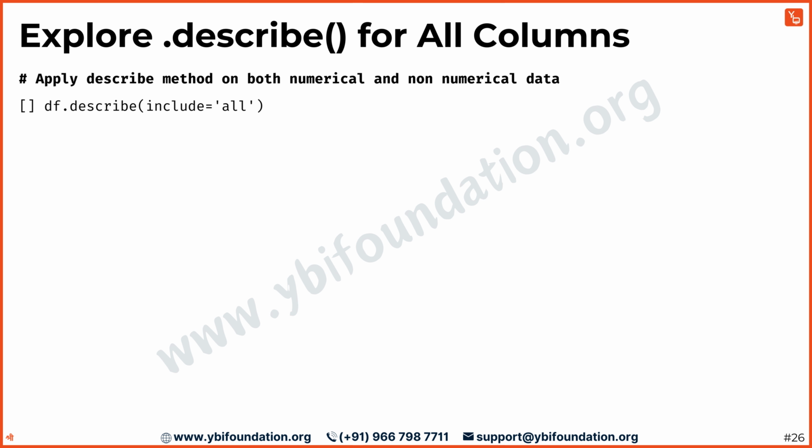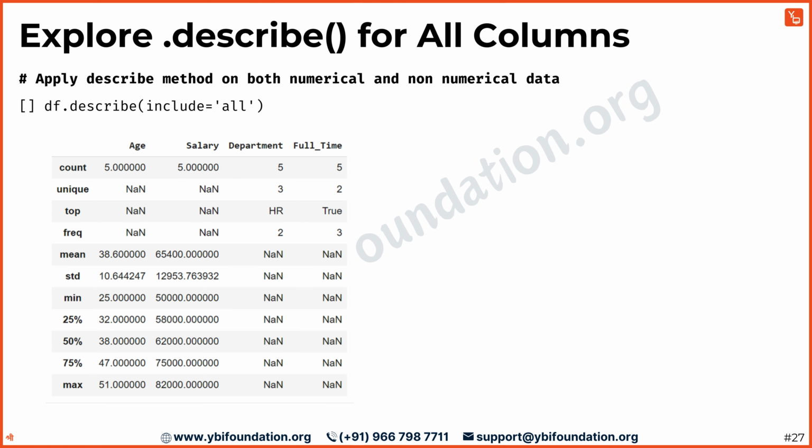df.describe include equal to all. This command will return statistics for every column in the data frame. For numeric columns, it will provide standard summary statistics, including count, mean, standard deviation, minimum, maximum, and various percentiles. For non-numeric columns, it will generate statistics such as count, number of unique values, most frequent value, also known as top, and frequency of top value.